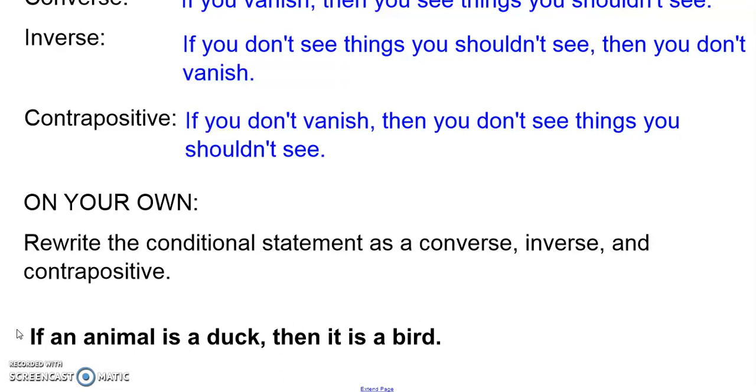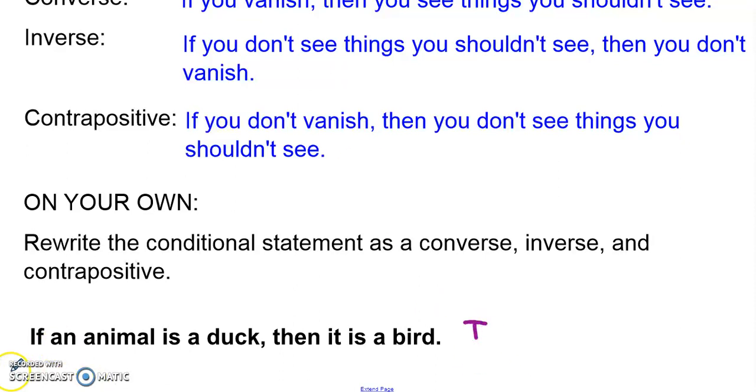While, if you see things you shouldn't see, then you vanish. You don't always end up vanishing if you see things you shouldn't see. But if an animal is a duck, then it's always in that category of being a bird. So this would be a true statement.